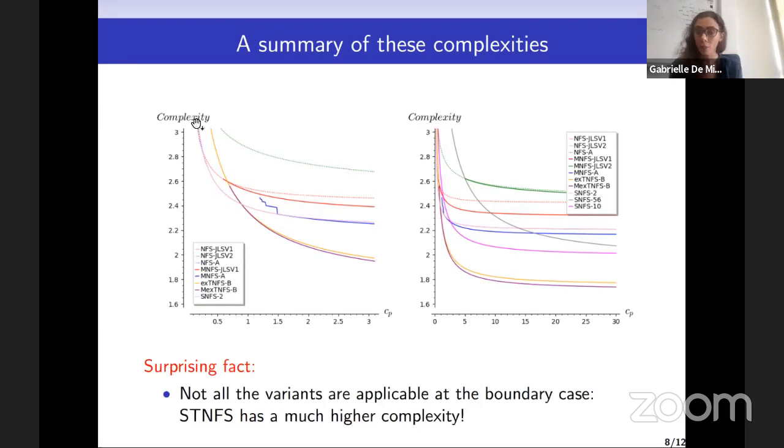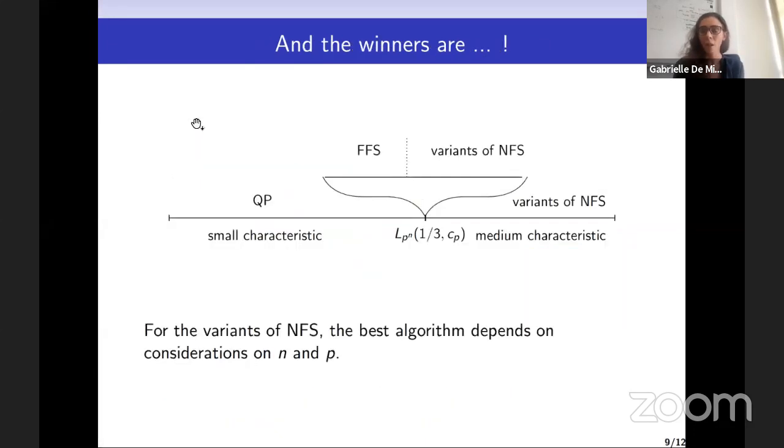So there were some surprising facts that we noticed. For example, the special tower number field sieve, so if we're combining two variants, was not an algorithm that is applicable in this specific case because the complexity was much higher than any other algorithm. So in the end, we had kind of an overview of what happens at this boundary case. So we have the function field sieve, which is another algorithm similar to NFS, except we're using function fields instead of number fields, which is still the best algorithm in the left area and for kind of small characteristics. And then at some point we have crossover points, which we define precisely in the paper, and all the variants of NFS, depending on the considerations you're making on P and N, that kind of fight to be the best at this boundary case.